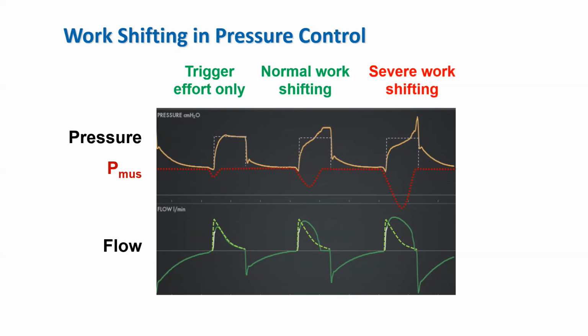Over here, however, you get severe work shifting. You see a deformation in the pressure waveform. You can't call this flow starvation because the pressure doesn't go below baseline, and the patient gets whatever flow they want because that is what pressure control does. But it's severe in the sense that you probably have an excessive tidal volume dosage, higher than 8 mLs per kilogram. And again, this is something you have to assess clinically and do something about.